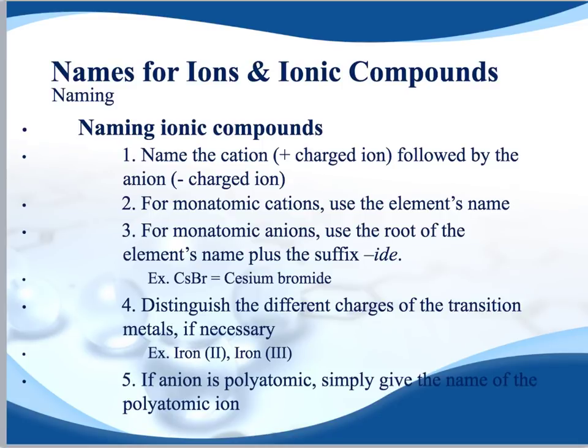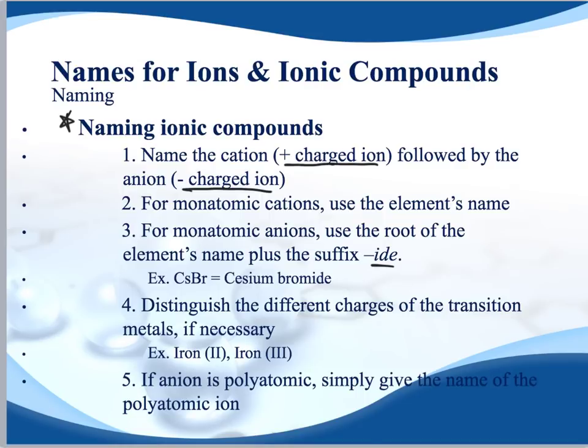Okay, naming ionic compounds. There's a lot of rules here, and these are very important to get down, but we're going to practice them in a moment. So rule number 1, name the cation first. Remember, that's the positively charged ion, followed by the anion, the negatively charged ion. For monatomic cations, use the element's name. So if it's just a single atom and it's a metal, use the element's name. For monatomic anions, use the root of the element's name plus the suffix ide.